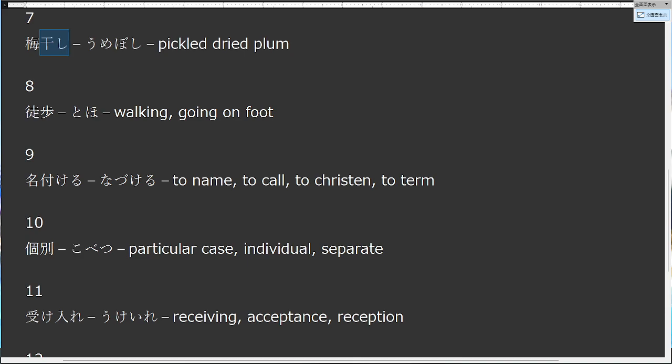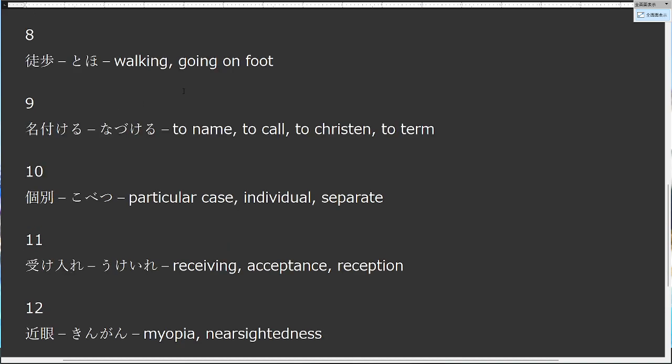Umeboshi desu. Umeboshi are dried pickled plums. Umeboshi desu.